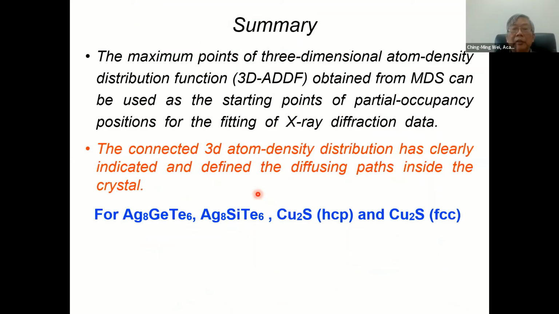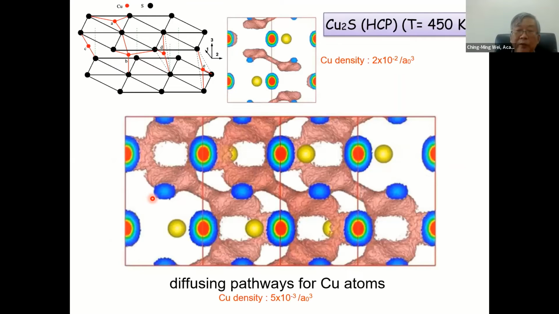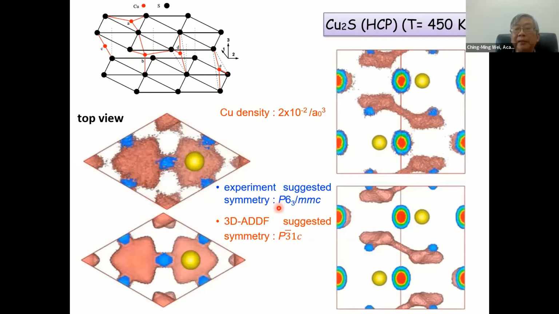So the summary: first, the maximum points of the three-dimensional atomic density distribution function obtained from MD simulation can be used as a starting point for partial occupation prediction for X-ray fitting. Also, the connected 3D atomic density distribution function clearly indicates and defines the diffusion path inside the crystal. Actually, there is also another possibility. For example, here the experiment suggests the symmetry for this copper-2 sulfur hexagonal pack is the P63mc symmetry. However, MD simulation actually points out that it is not that high symmetry. It's just a P31m symmetry.